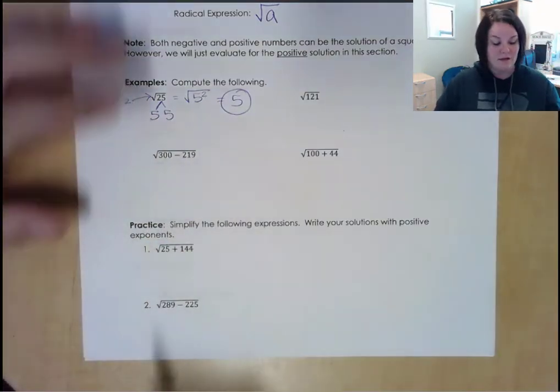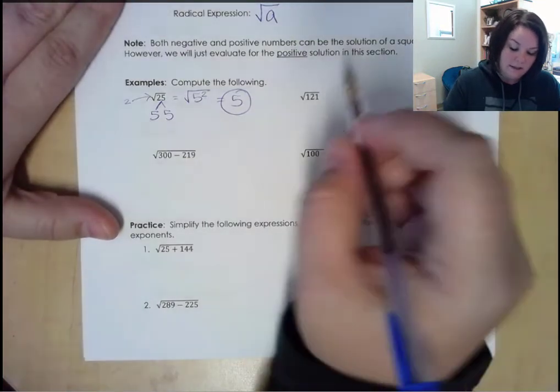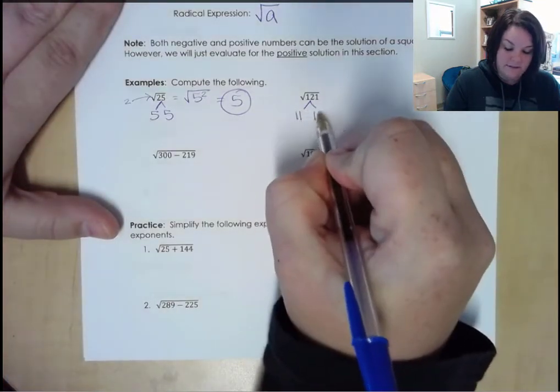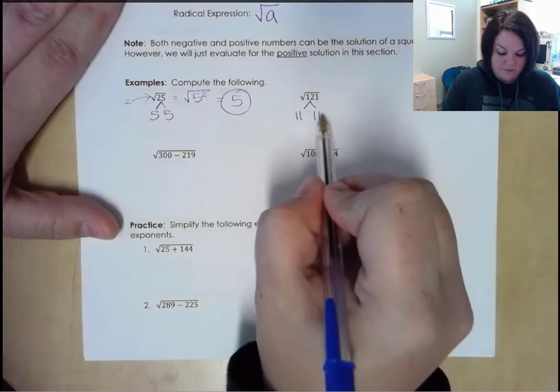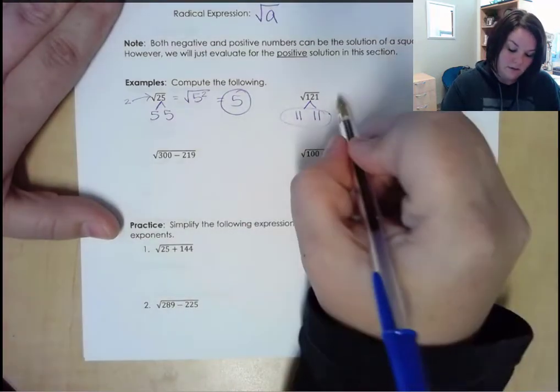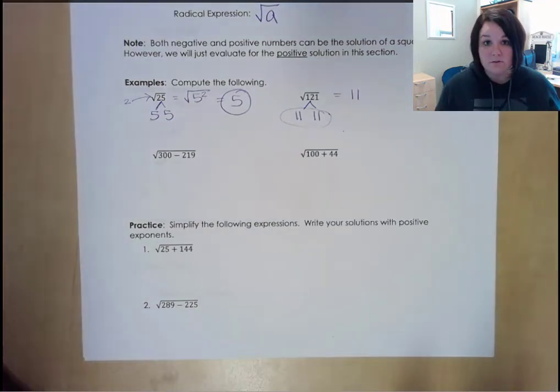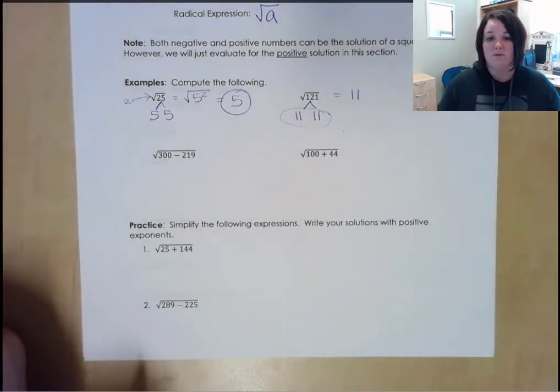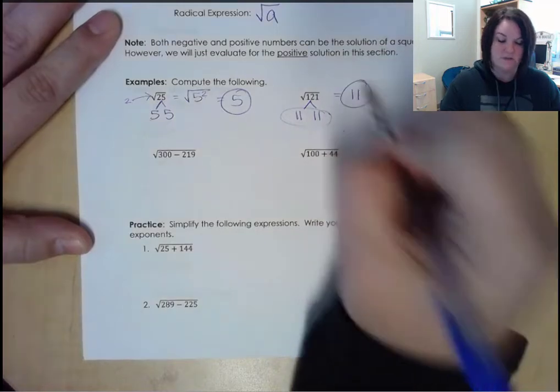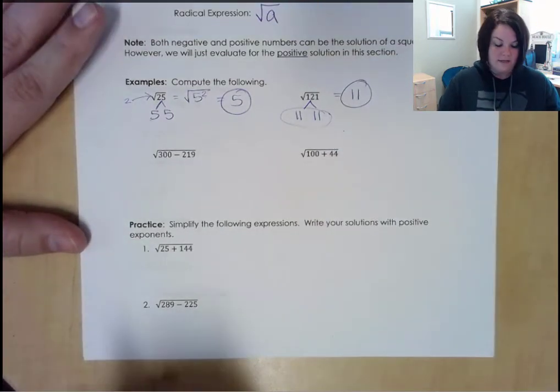I want to do the same thing on the next one. 121 is the same thing as 11 times 11. So again, because we have two copies of an 11, that 11 comes out of the radical. And since that's all that was under the radical, we have nothing left over, so we don't even have to write the symbol anymore. Our answer is just 11. Same thing on this one.